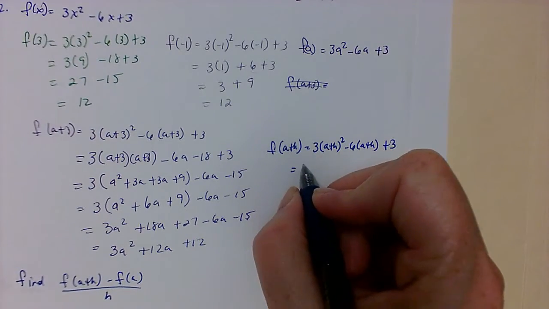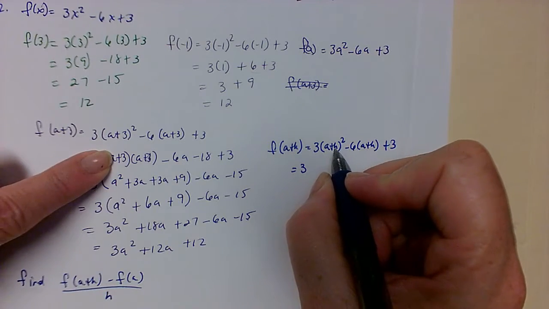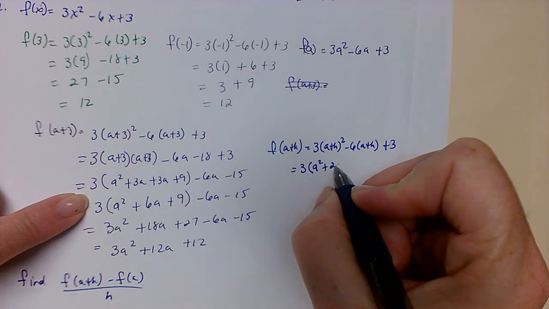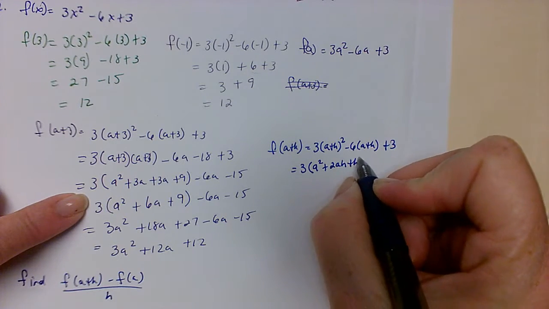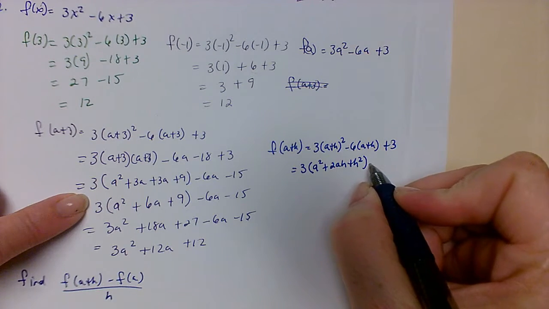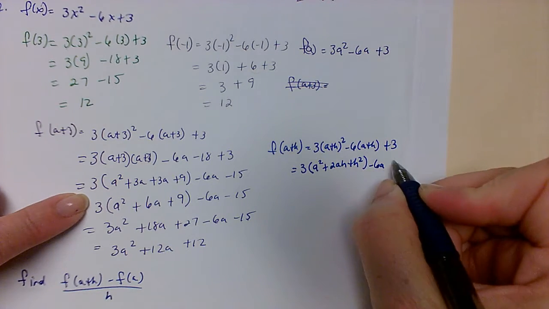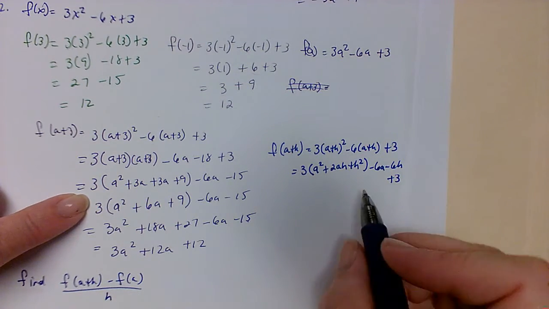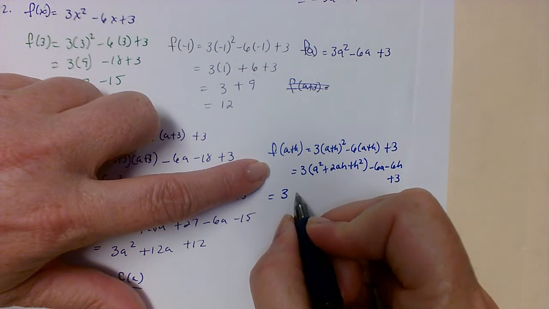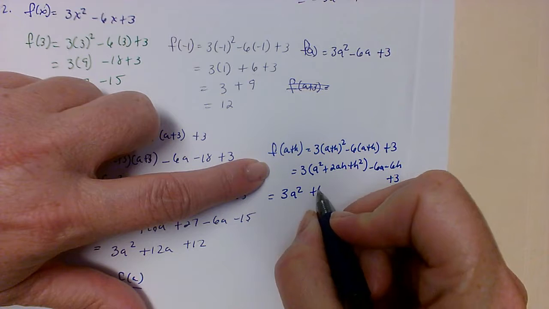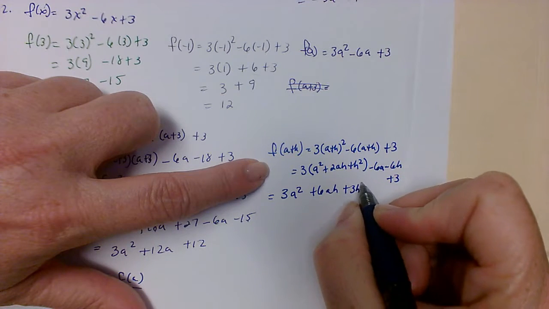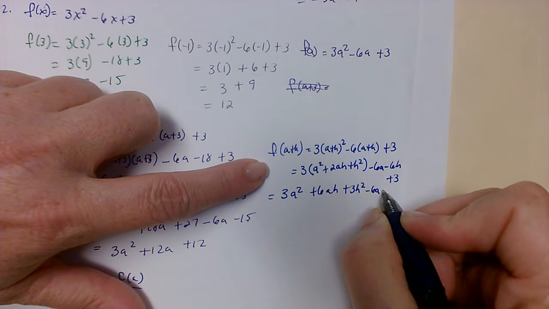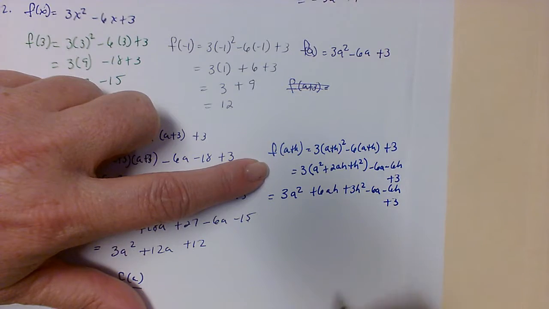So this will get us 3. Again, this would be a plus h times a plus h. That will get us a squared plus 2ah plus h squared, then minus 6a minus 6h plus 3. Sorry, I ran out slightly, a little bit of room there. So this will get us 3a squared plus 6ah plus 3h squared minus 6a minus 6h plus 3.